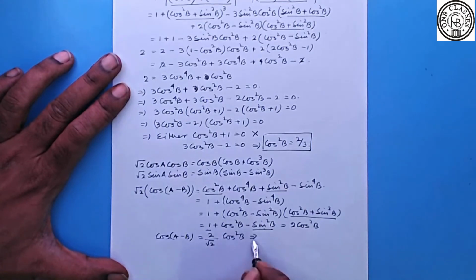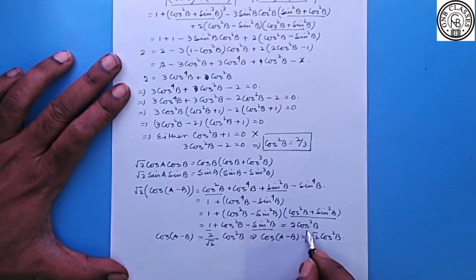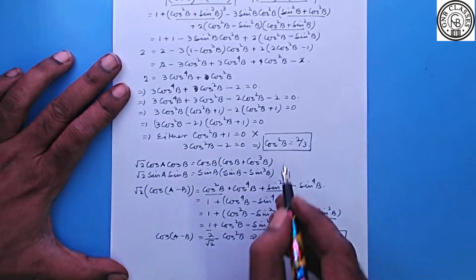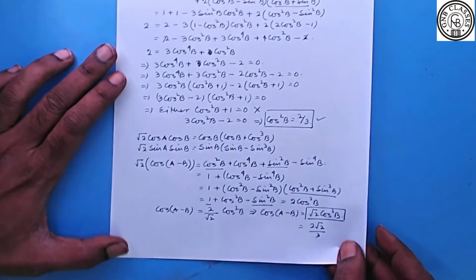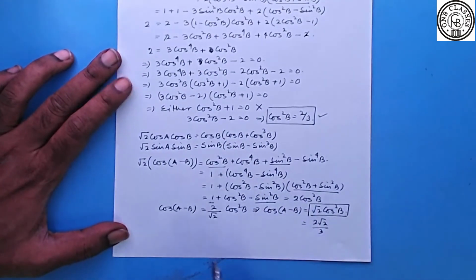That implies cos(a minus b) is basically root 2 cos square b. Yes or no? Now again, cos square b is 2/3. So it is 2 root 2 by 3. Is it clear?